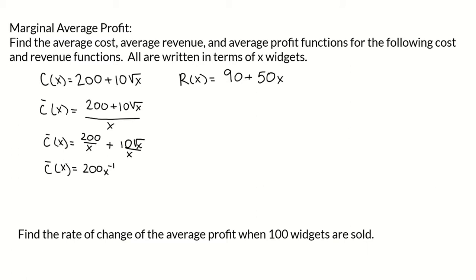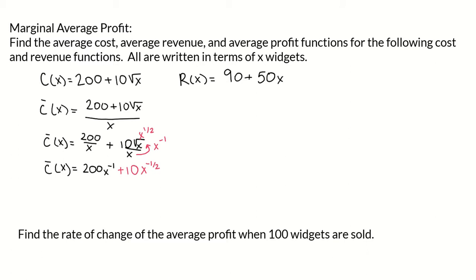And then for this second fraction, 10 root X over X, we can think about this over X here as getting moved up to become X to the negative 1. And then the root X, we can think of that as X to the 1/2. So what we really have here is 10 X to the 1/2 times X to the negative 1. The rule for exponents is that we add the exponents when we're multiplying with the same base, so that would become X to the negative 1/2. And that's going to be our average cost function.